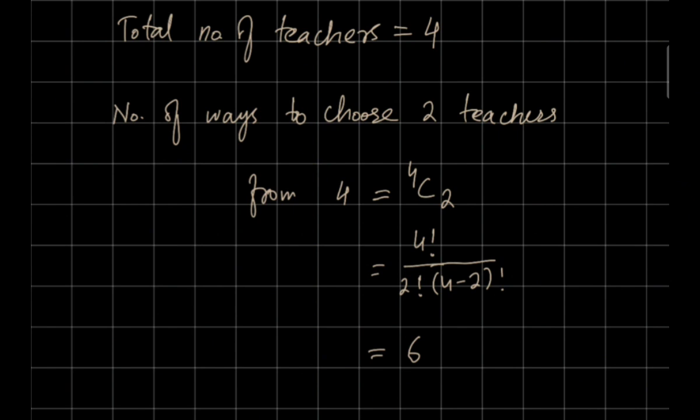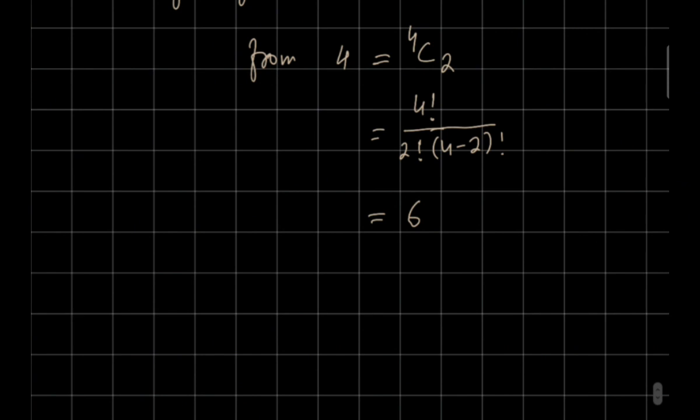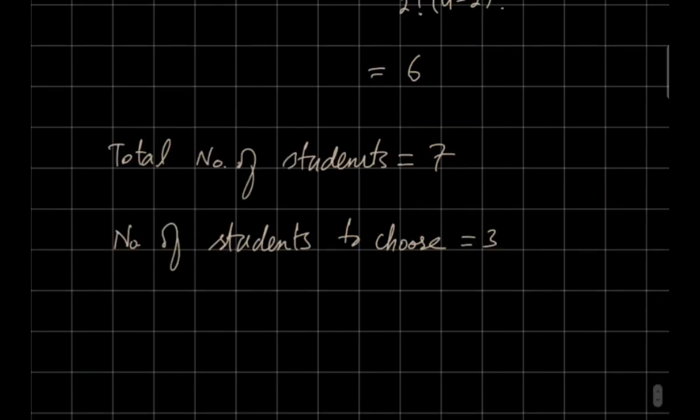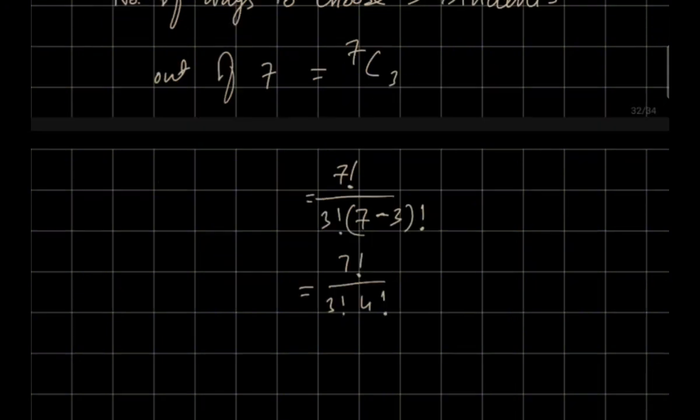After calculation, you will get 6. But we have only chosen 2 teachers. We have not made a full committee until now. We have to choose 3 students as well. Since there are a total of 7 students and we want to choose 3 of them, the number of ways to choose 3 students out of 7 is 7C3. After calculation we get 7 factorial over 3 factorial times 4 factorial, and its answer is 35.